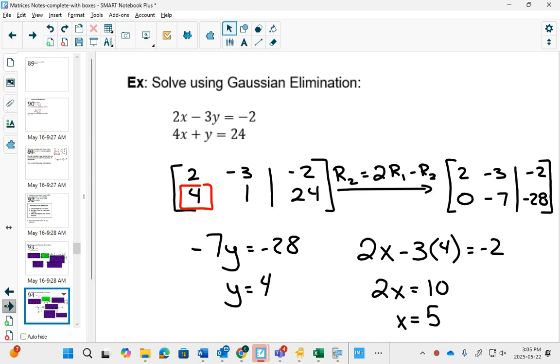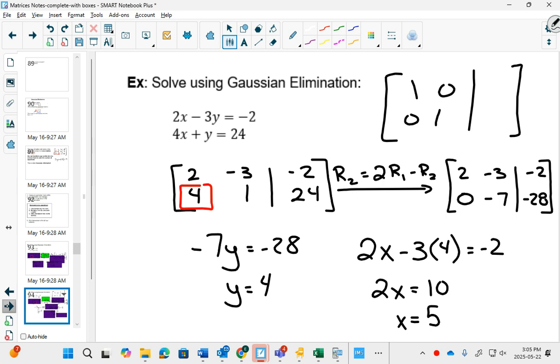Would it still work if instead you made the bottom left 0, if you made the bottom right 0? It would. However, we're eventually going to get to reduced row echelon form. And reduced row echelon form, like, tell me how hard this is to solve. What do you think x is? What do you think y is? X is 3. And y is 2.